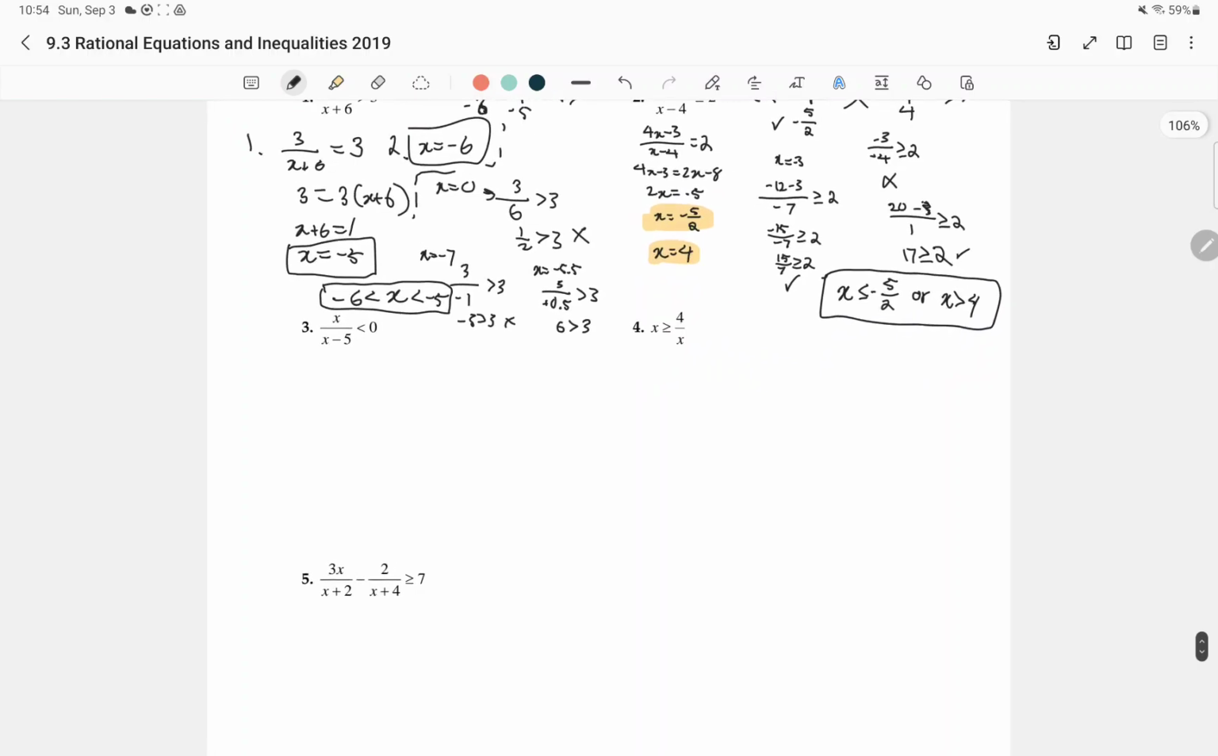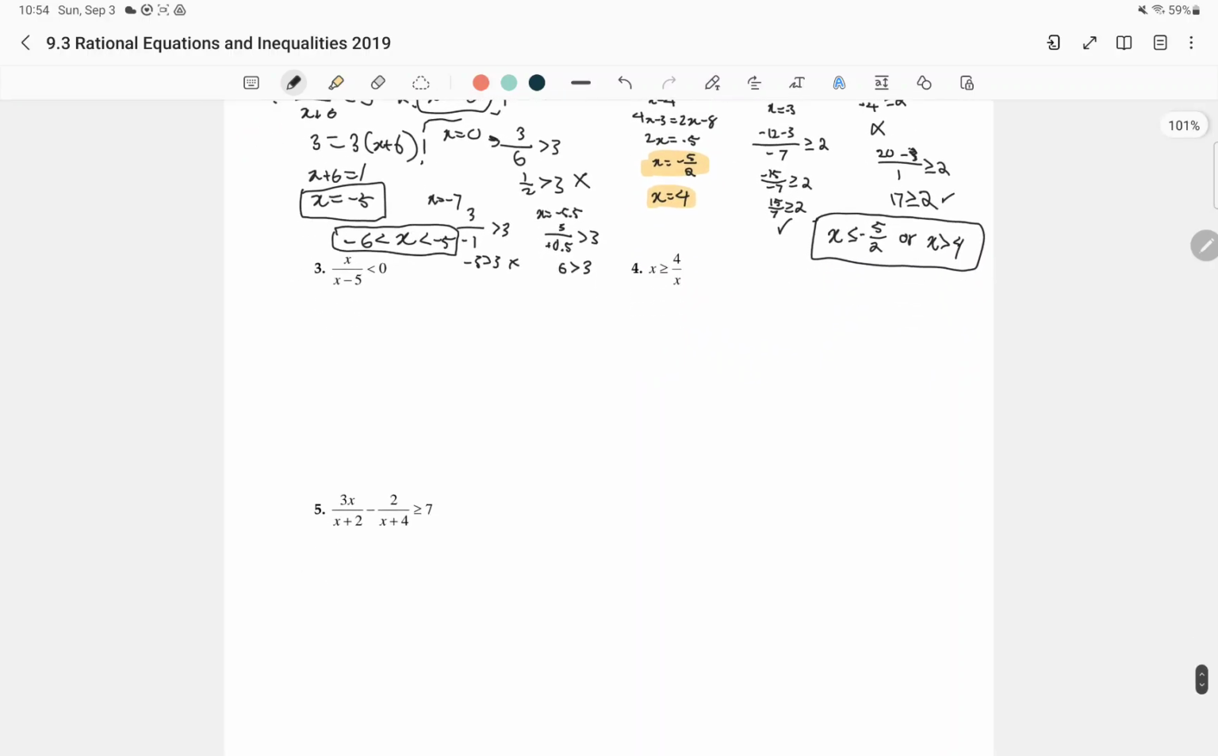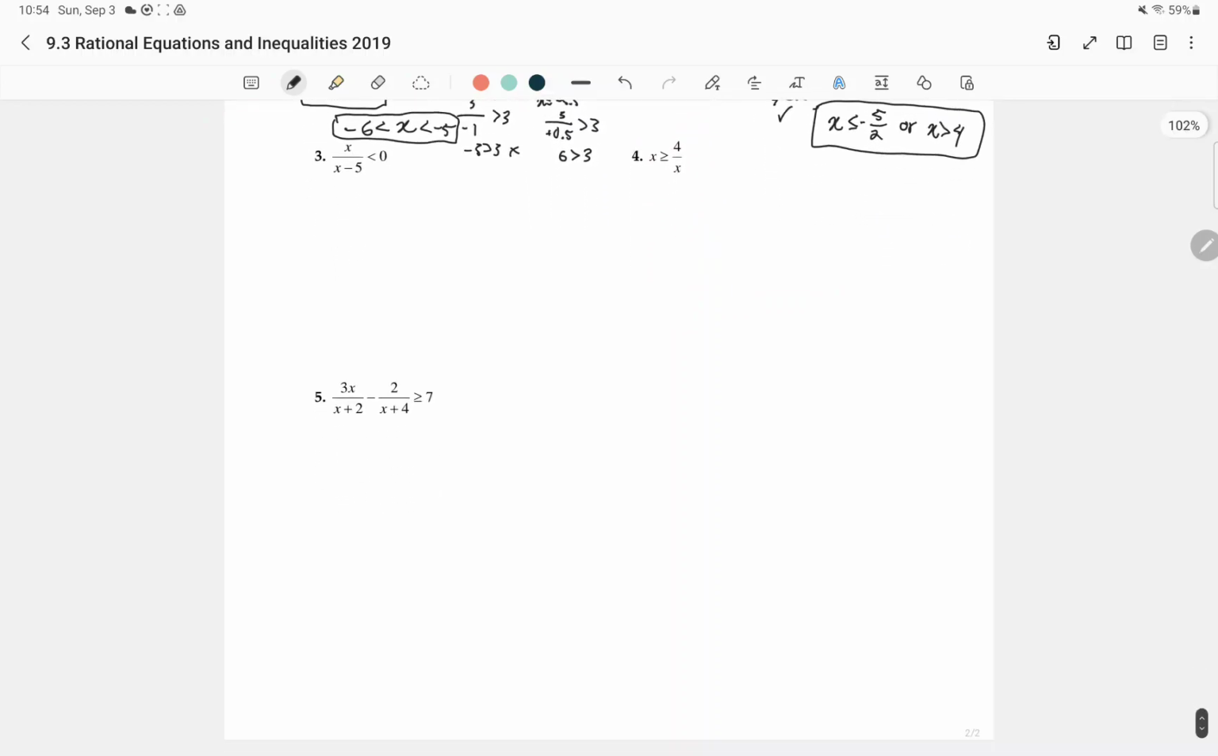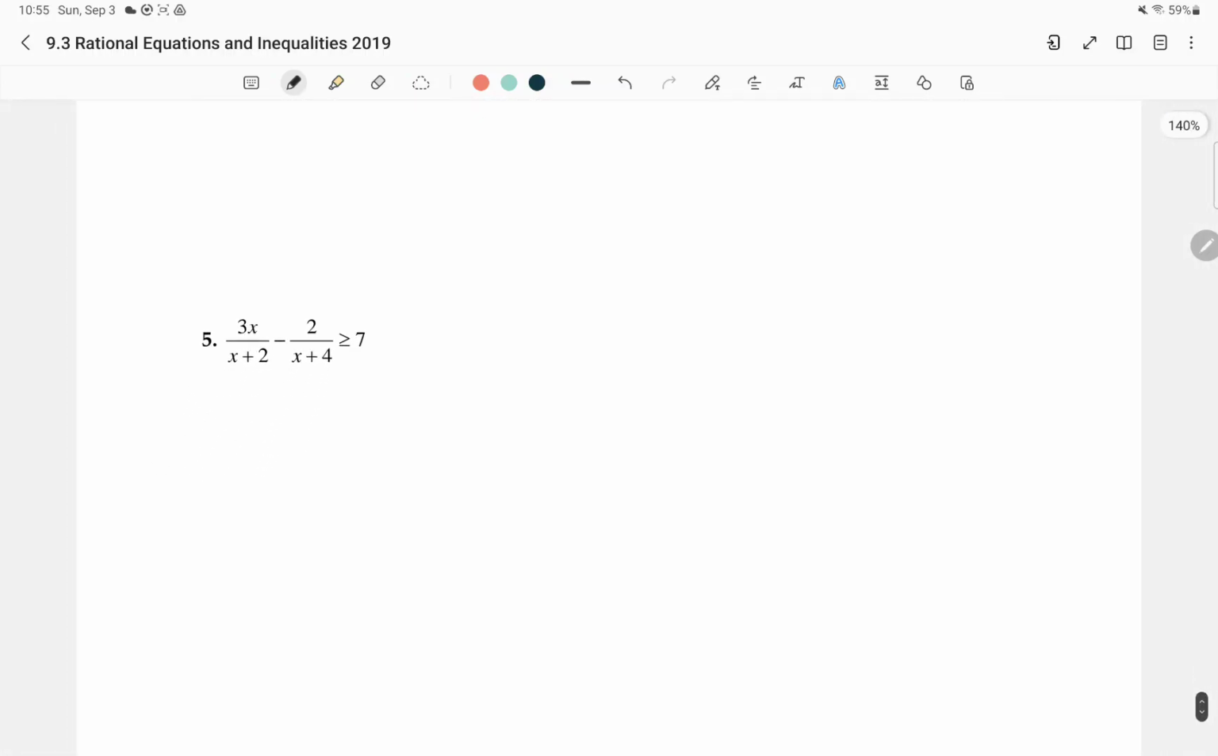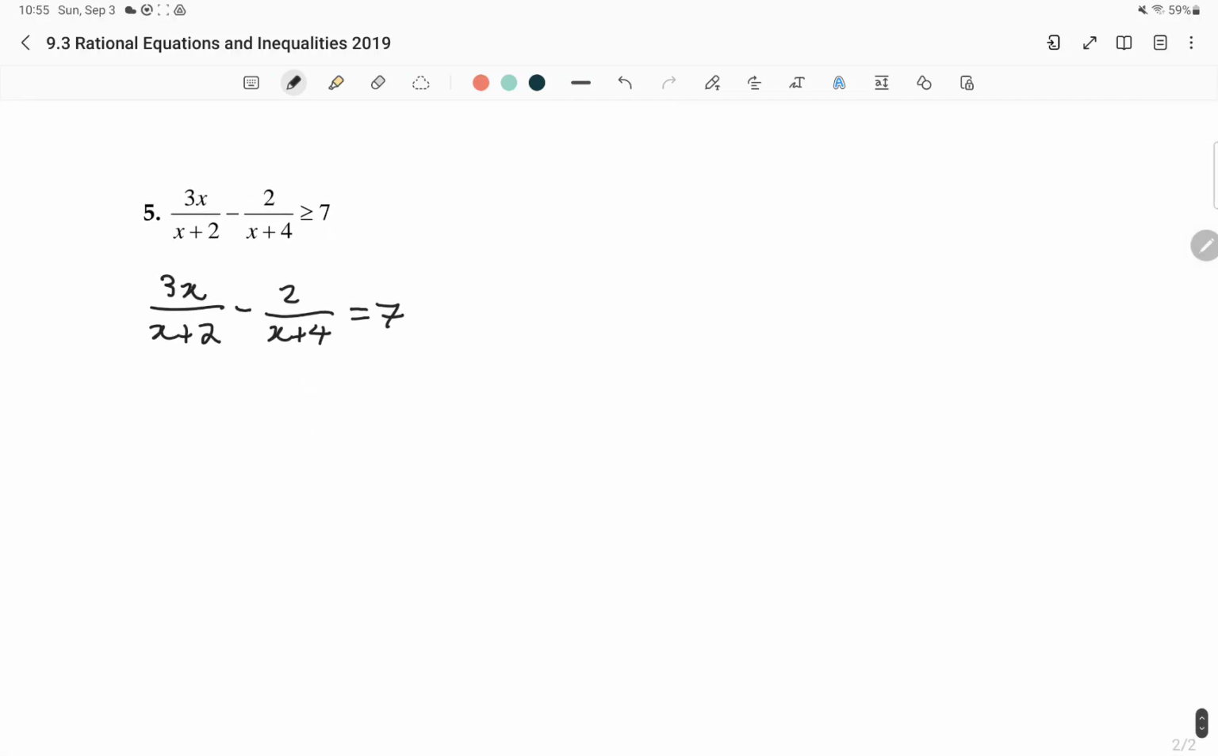Alright, so I'm gonna leave 3 and 4 for you guys because those are relatively similar to the one we just did. And I'm gonna do 5 because it's a little more complicated. Alright, so first step is always to solve it directly. So we have 3x over x plus 2 minus 2 over x plus 4 equals 7. Actually, we're just gonna multiply both sides by x plus 2 times x plus 4.